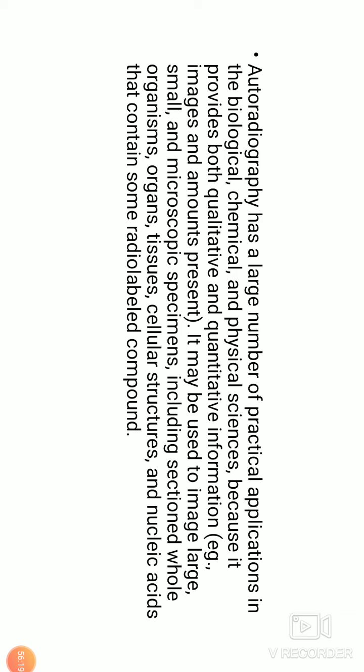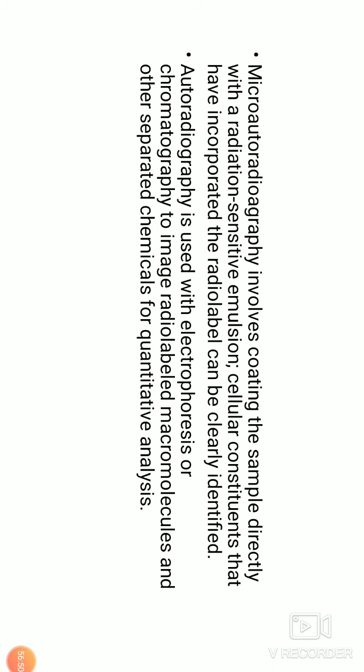Autoradiography has a large number of practical applications in biological, chemical and physical science because it provides both qualitative and quantitative information, like images and amounts present. It may be used to image large, small and microscopic specimens including sectioned whole organisms, organs, tissues, cellular structures and nucleic acids that contain some radioactive or radiolabeled compound. There is something called microautoradiography, which involves coating the sample directly with a radiation-sensitive emulsion, and the cellular constituents that have been incorporated, the radiolabel can be clearly identified. Autoradiography is used with electrophoresis or chromatography to image radiolabeled macromolecules and other separated chemicals for quantitative analysis.